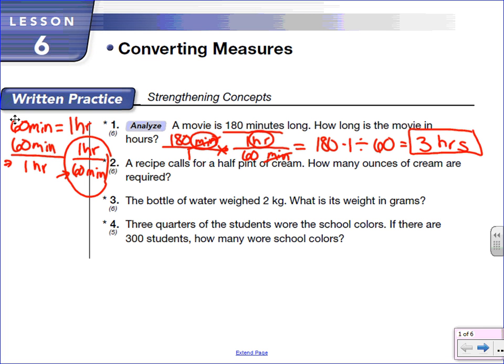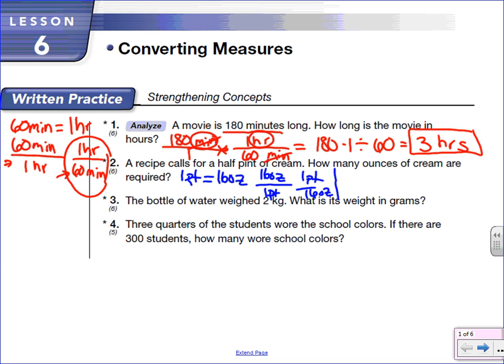A recipe calls for a half pint of cream. How many ounces of cream are required? Well, if we look at our table on page 37, 1 pint is equal to 16 ounces. So we can make two fractions with that. We can have 16 ounces over 1 pint, or we can have 1 pint over 16 ounces.